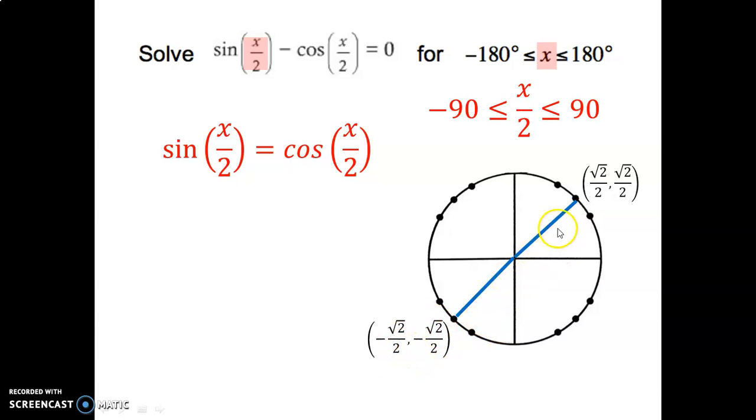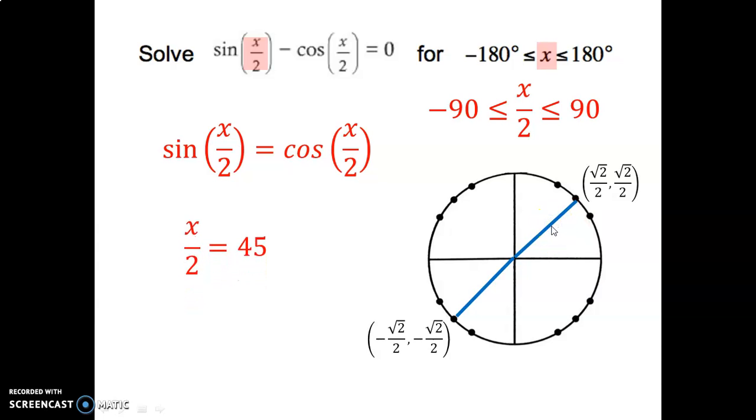So this seems to imply that our possibilities are either this angle or this one. However, look at our restriction. We can only go negative 90 and positive 90. So you can only spin up to 90 degrees or negative 90 degrees. So this one here is eliminated from our possibilities, and we're left with only this choice here.